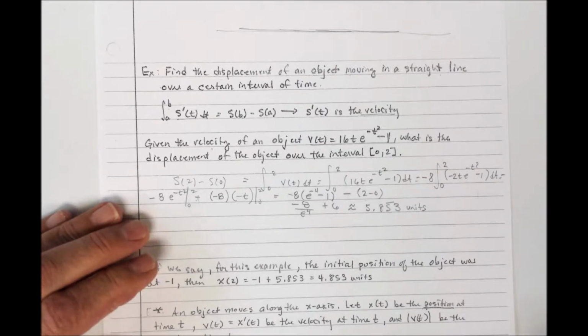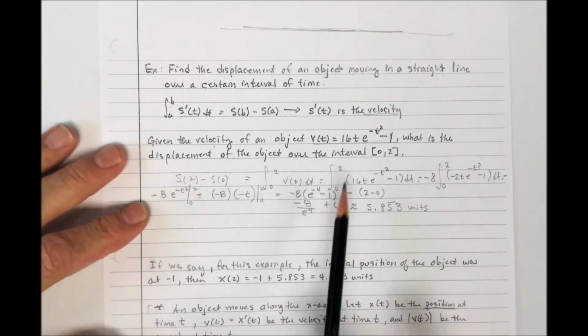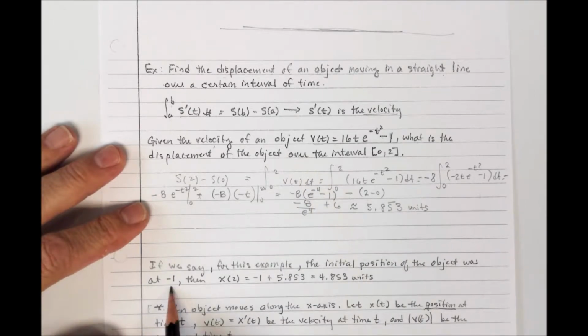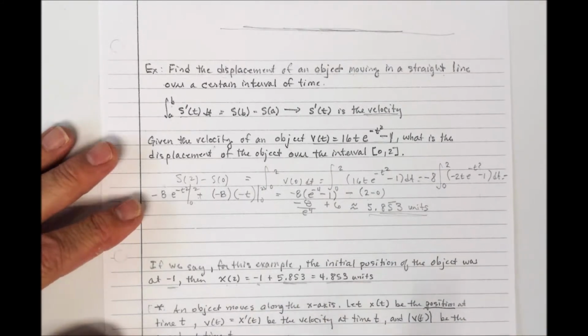Okay? Now, I'm going to use this same example here, if I'm not mistaken, in this one. It's been a while since I set this up. It says, if we say for this example, the initial position of the object was at x equals negative 1. So back here, the initial position was at negative 1. Then x of 2 would be negative 1 plus that amount, which would be 4.853 units.